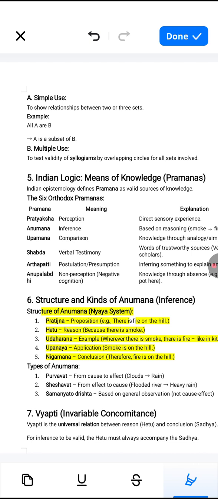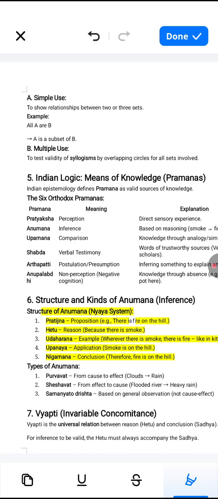Next we have Vyapti, which means invariable concomitance. Vyapti is the universal relationship between the reason, hetu, and conclusion, which means sabdya. For inference to be valid, the hetu must always accompany the sabdya. For example, whenever there is a smoke, there is a fire, the connection between them is the Vyapti. This shows the Vyapti is there. It is established through observation and absence of exception.